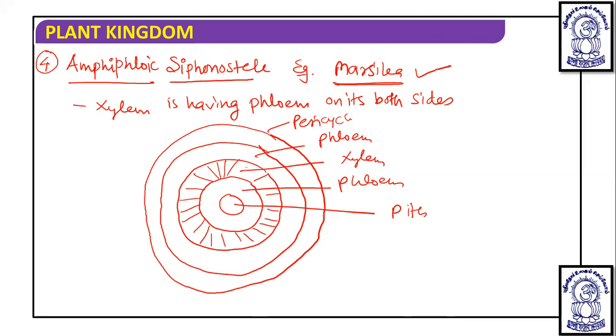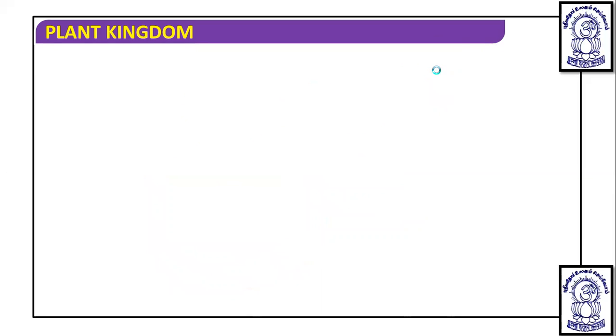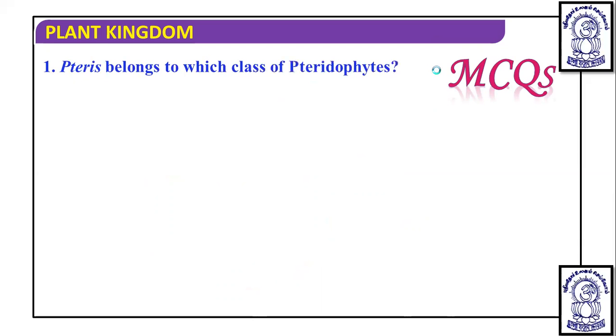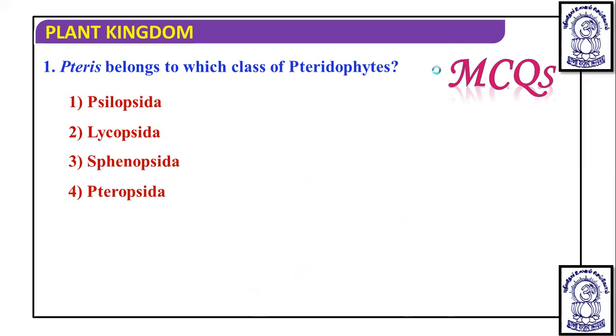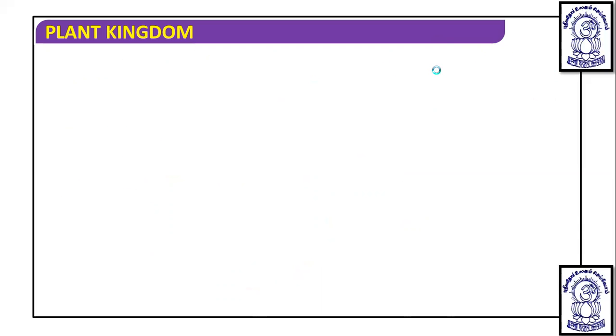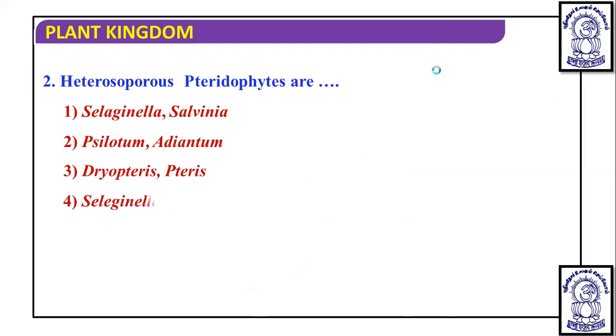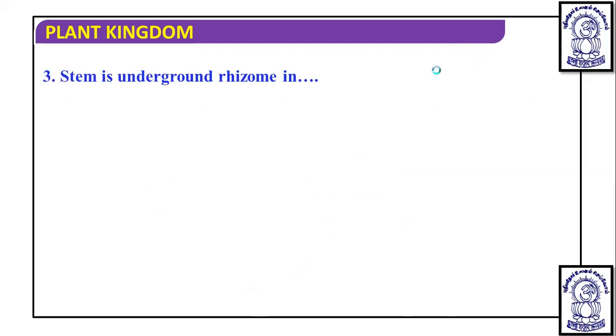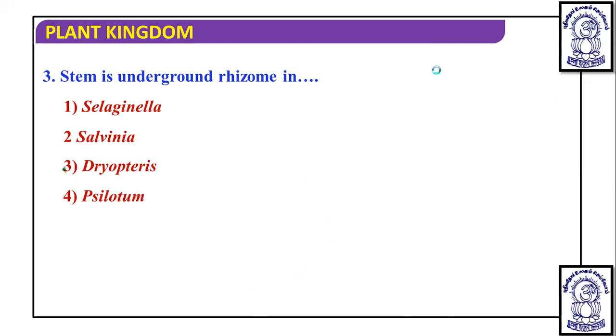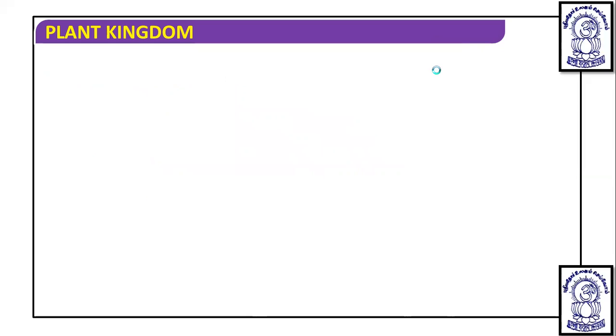Okay, dear students. So these are the different types of stele with pith and without pith. Okay, so let's talk about some of the MCQs. Pteris belongs to which class of pteridophytes? We have discussed it is the last and most evolved class, that is Pteropsida. Then heterosporous pteridophytes are, so we have to select the example, and two important NCERT examples are Selaginella and Salvinia. Okay. Apart from this, the underground rhizome stem is found in case of Pteridium and is known as rootstock.